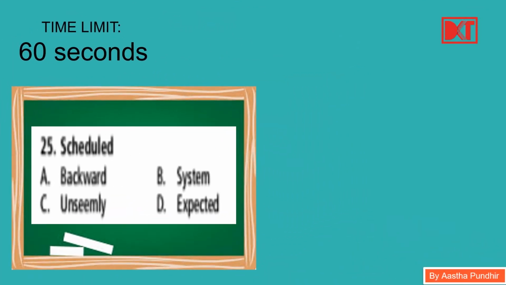Alright, so the next word here is scheduled. The options are A, backward, B, system, C, unseemly, D, expected. Now here we have to see the synonym. So here the synonym is expected. Scheduled, expected, they refer to something that was planned already. Okay, the word backward, going backward on something, going back.